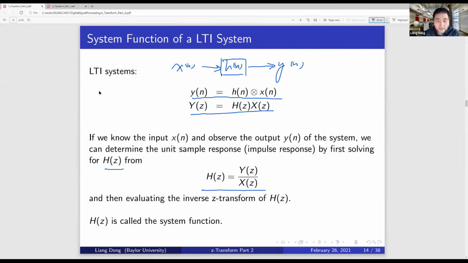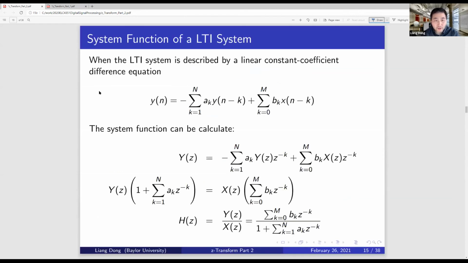This is a multiplication, therefore division is very simple: H(z) equals Y(z) over X(z). Once you find H(z), we can do an inverse Z transform, and from here we get back h[n]. We find the impulse response of the system. And here, we usually call this H(z) the system function or the system response.